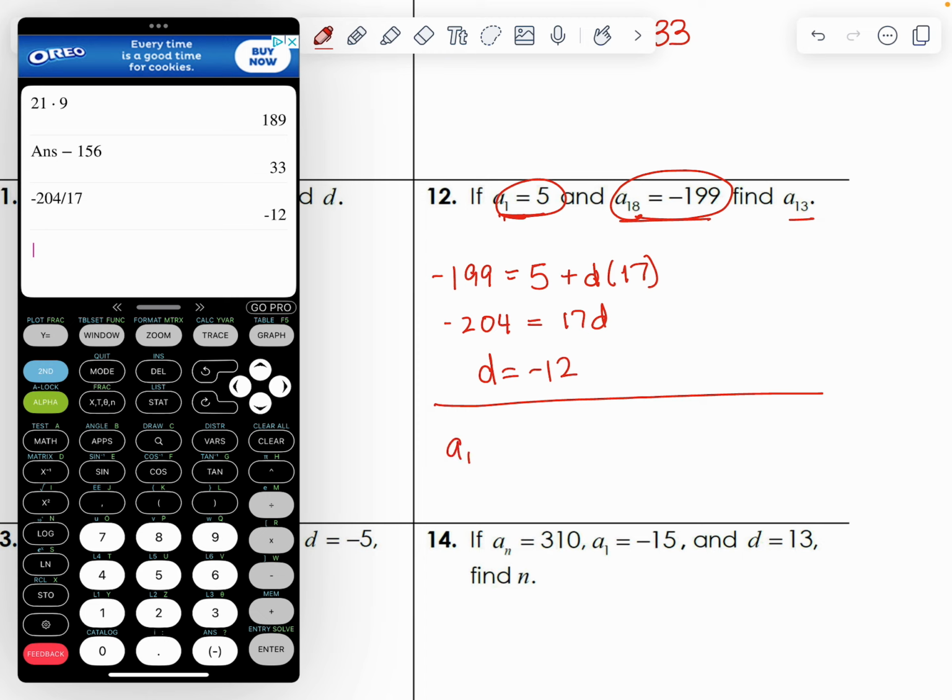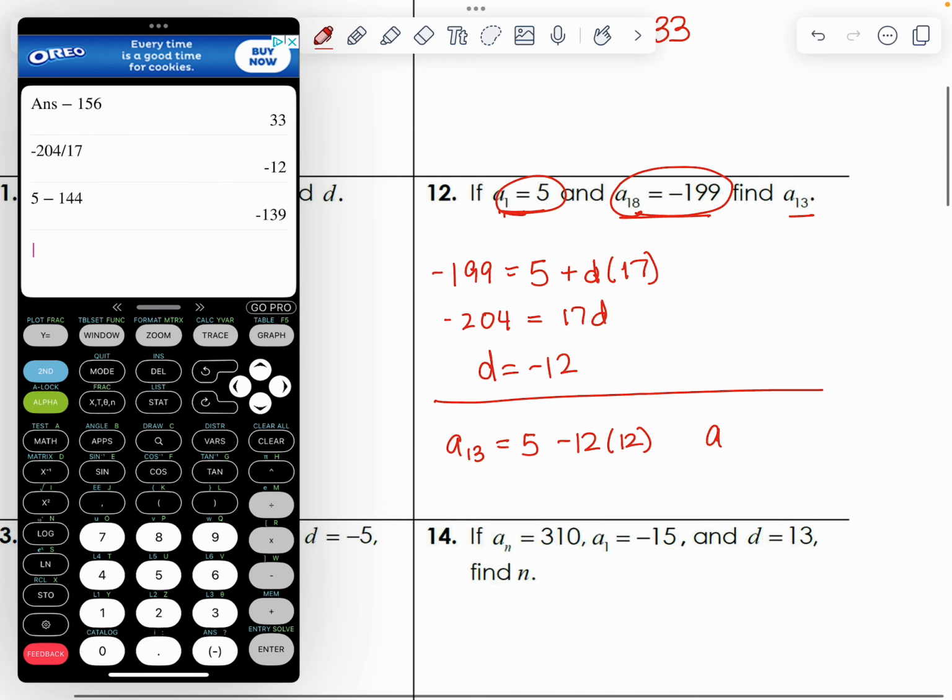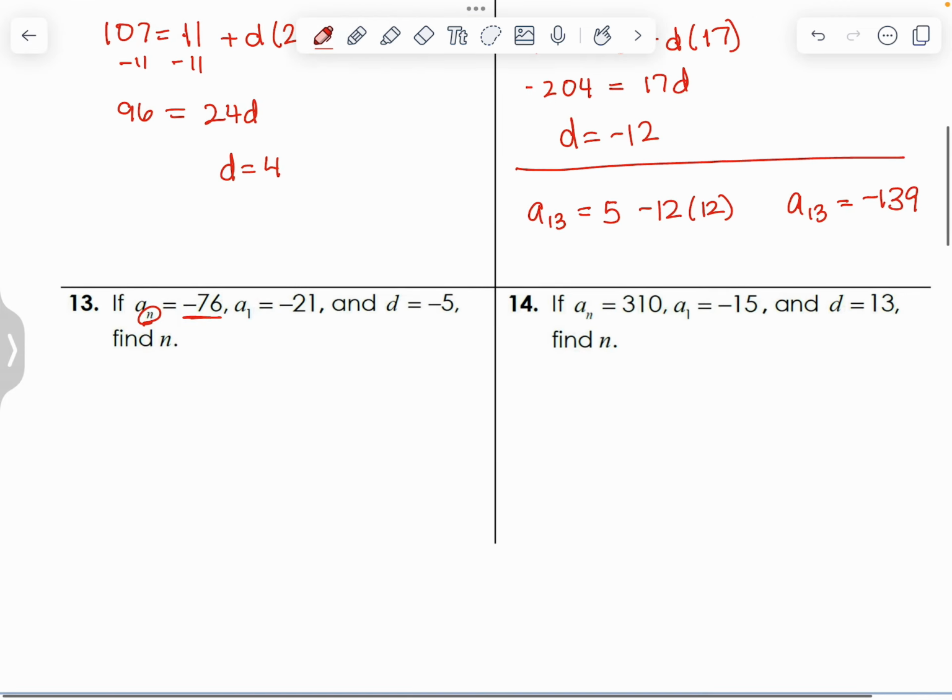So I want to find the 13th term starting at 5 using a d value of minus 12, and then I need to take 12 steps to make that happen because it's 12 steps beyond the original to get to the 13th term. So 5 minus 144, and that gives me the 13th term is negative 139. Okay, on to number 13.